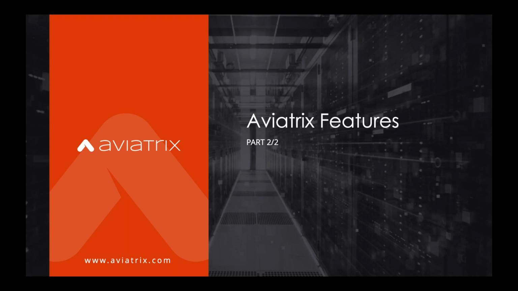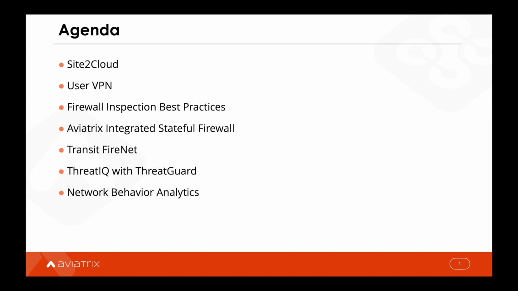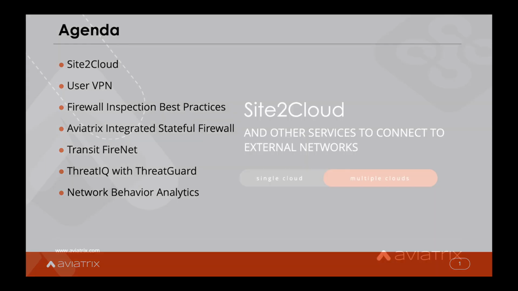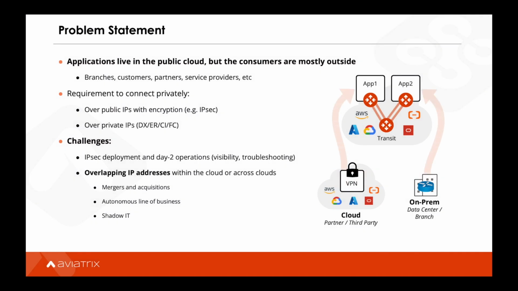Now let's take a look at some other features of the Aviatrix platform. Site-to-Cloud and other services to connect to external networks. When enterprises build applications in the public cloud, the consumers of those applications tend not to be in the cloud. They tend to be in on-prem data centers, such as branches, customers, or partners.